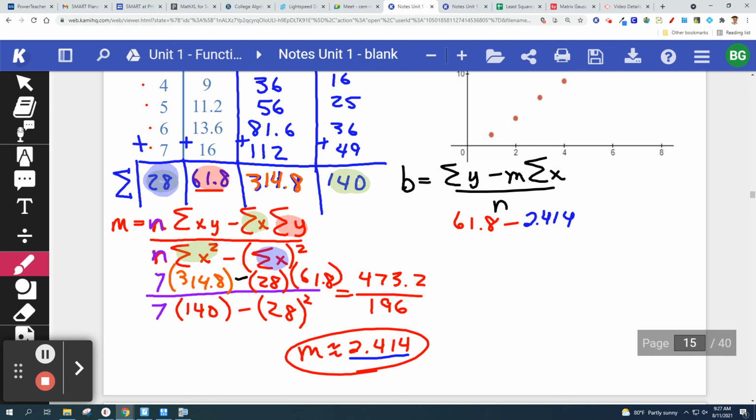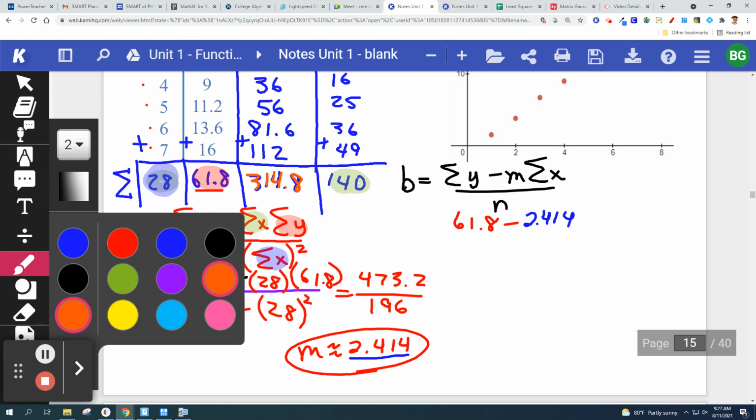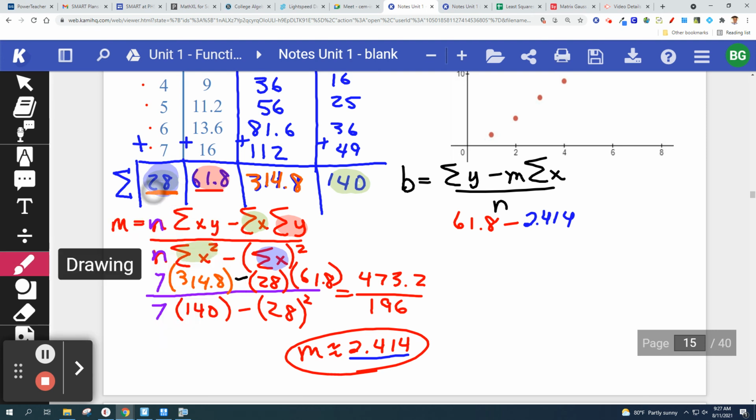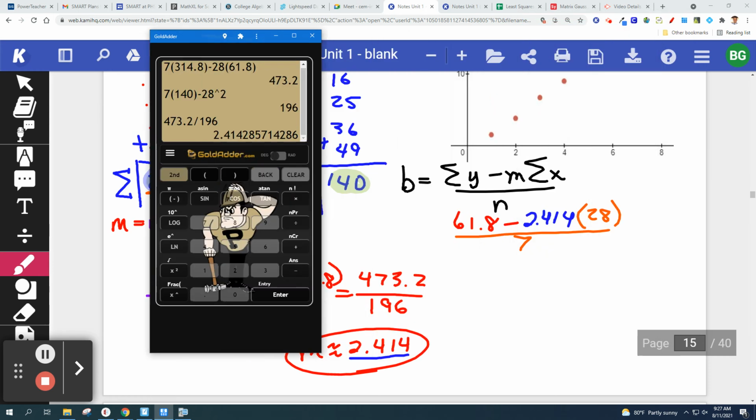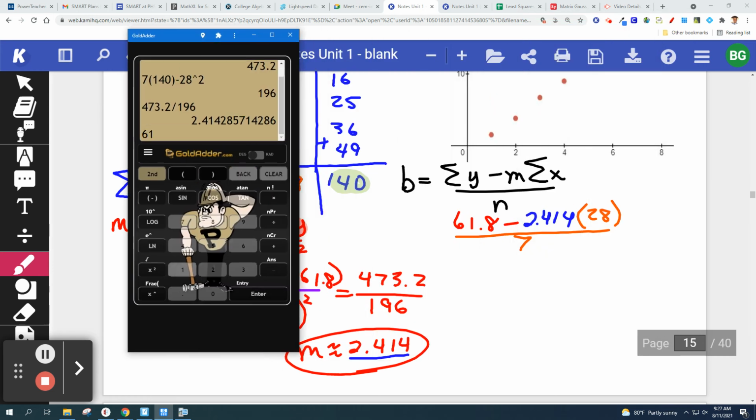Now we need sigma x. Sigma x was this number right here, 28. So times 28 over n, which was 7. Remember that? N was 7, the number of data points. So this one's a little bit easier to calculate. We've got 61.8 minus 2.414 times 28.